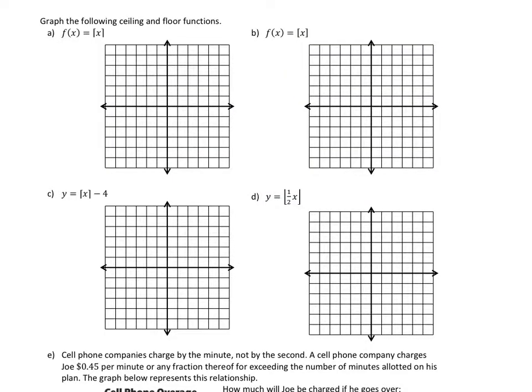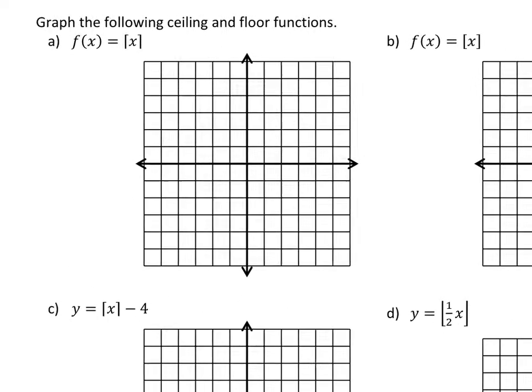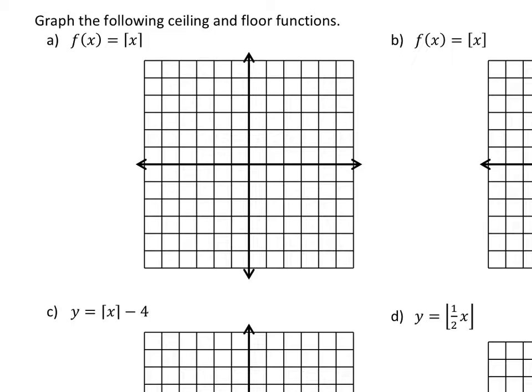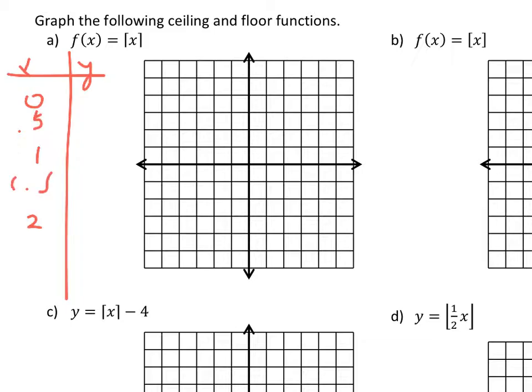All right, on the back page, we're going to do a couple together. Letter A, graph the following ceiling and floor functions. So first, letter A is a ceiling function as denoted by the notation there. So I'm going to again start with my x and y values. I'm going to start with some nice easy numbers, so 0, 1, and 2. And then I need some decimals, because the ceiling and the floor functions talk about the greatest whole value, or the least whole value, or integer. So let's just do 0.5, 1.5, and 2.5.